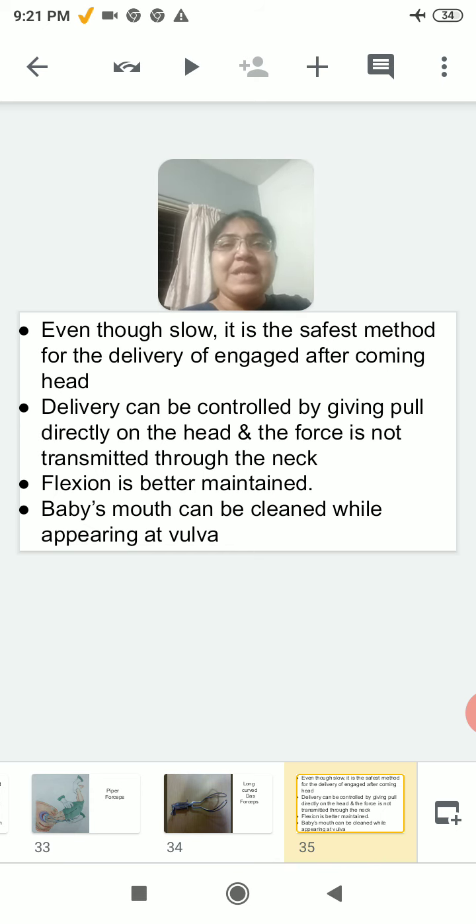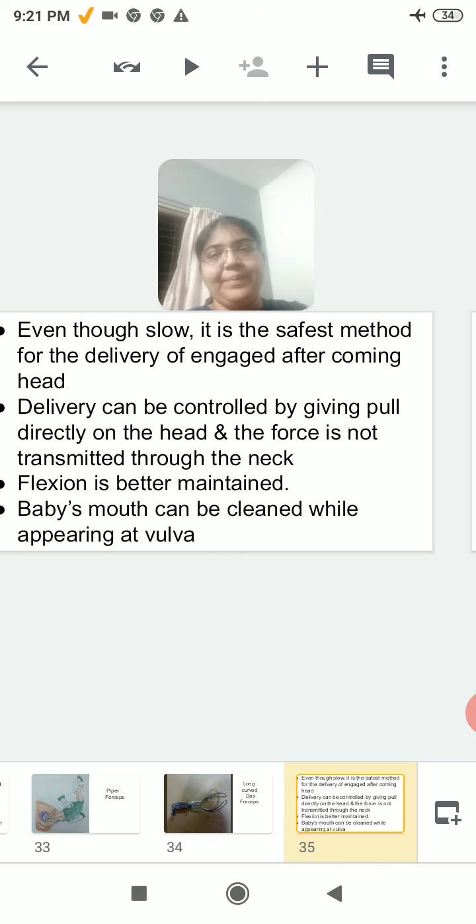Even though forceps delivery is slow, it is the safest method for delivery of the engaged aftercoming head, right? Delivery can be controlled by giving pull directly on the head, and the force is not transmitted through the neck. That's why it is the safe method, because the pressure directly applies to the fetal head. Flexion is better maintained. The baby's mouth can be cleaned while appearing at the vulva.